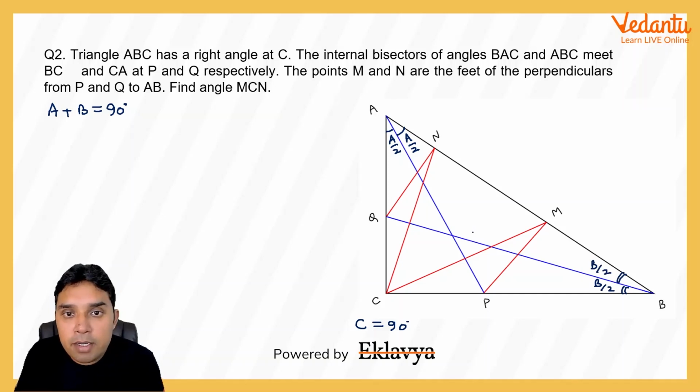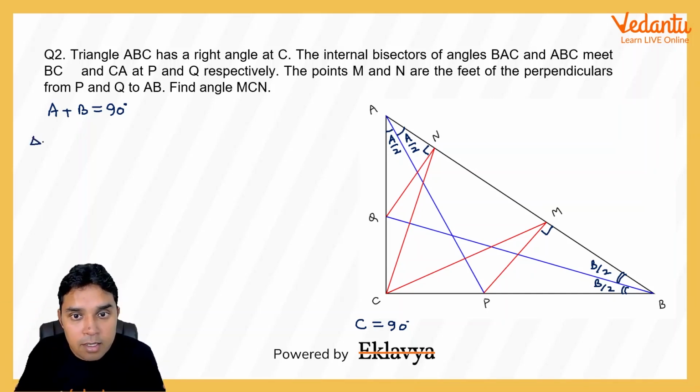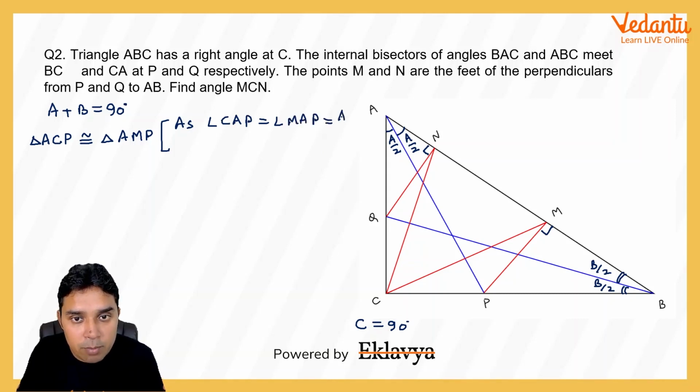Okay, and we are given that M and N are the feet of perpendiculars from P and Q to AB. So this angle here is 90 degrees, this angle here is also 90 degrees. So the very first thing that should come to our mind after making this diagram and doing all this analysis is that triangle ACP is congruent to triangle AMP. Why I am saying so? Let me write the reason here. Because angle CAP and angle MAP, they both are equal and equal to A by 2.